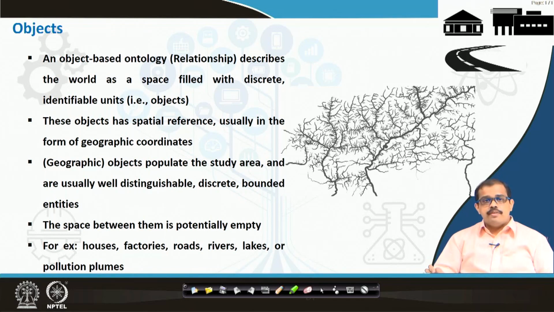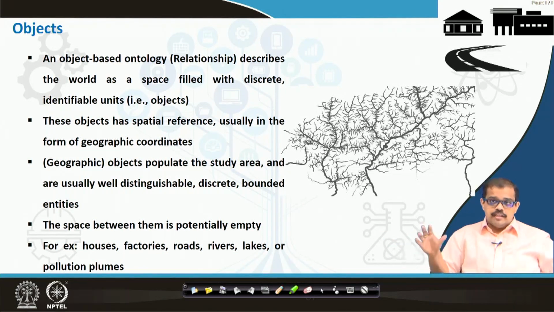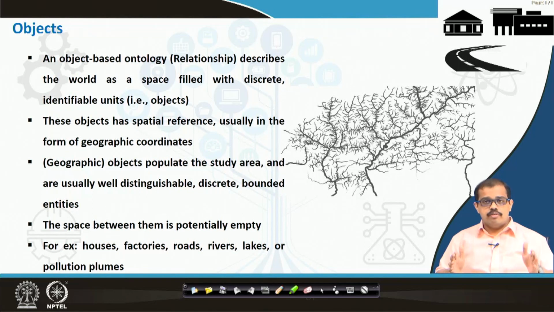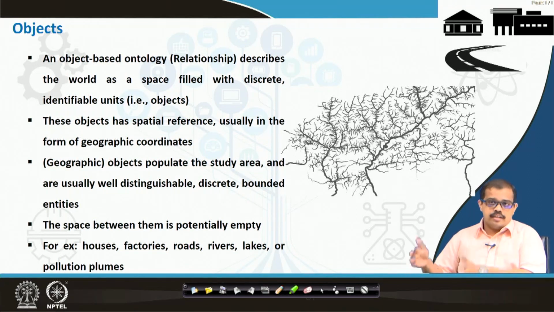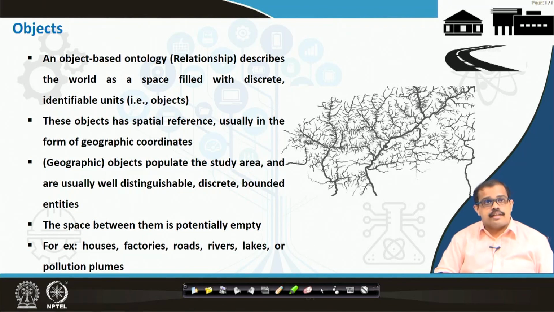Now, the space between them is potentially empty, and that is what we mean by discrete. Continuous has continuous values: if there is a house, it stops, then you have another house, it stops, then you have an industry. Whereas in discrete data you have a space in between them. For example, we have houses, factories, roads, rivers, lakes or pollution plumes. If it is continuous, you cannot distinguish the boundaries. But if it is discrete, you have a bounded value, you have a space, then maybe another object, and then it becomes quite discrete.